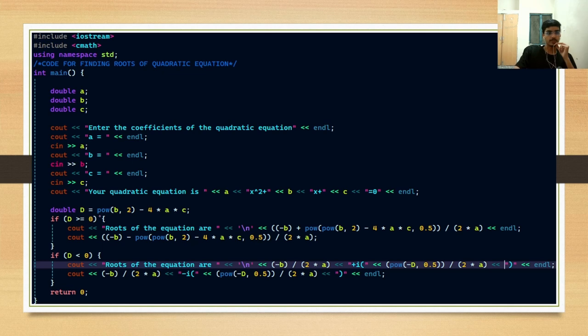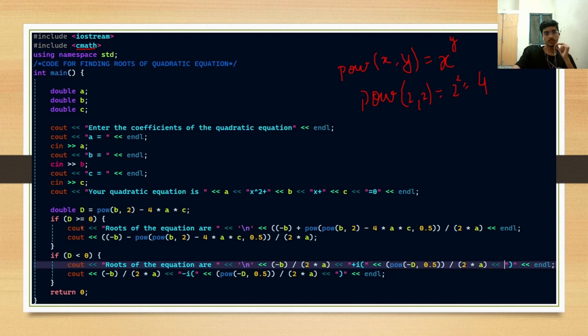Okay, so double d, this pow. Let me explain what pow is. pow is basically a function in the cmath library, which is used like this: pow(x, y). It means that pow(x, y) is x raised to the power of y. Like pow(2, 2) is equal to 2 square, that is 4. So here pow means power. So double d is equal to pow(b, 2), which means b square, minus 4ac.